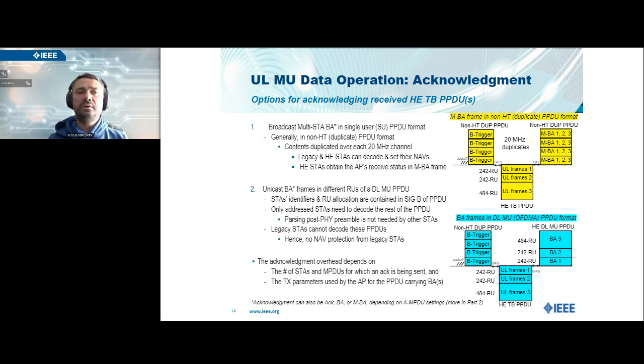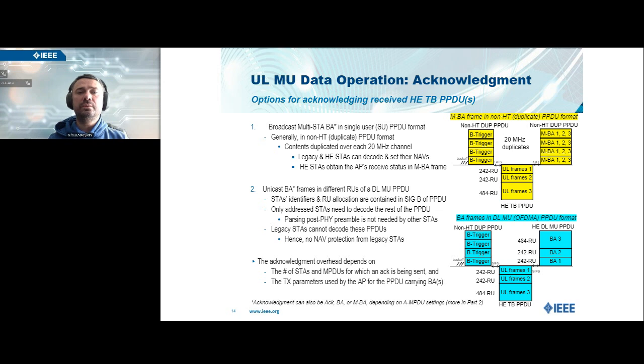And the other option is by using unicast block ACK frames, and these are carried in a downlink multi-user OFDMA PPDU. So the access point sends the block ACK frames in a downlink MU OFDMA format, so that the stations that are sending the uplink frames can obtain their block ACK in the RUs where they actually generated the uplink frames.